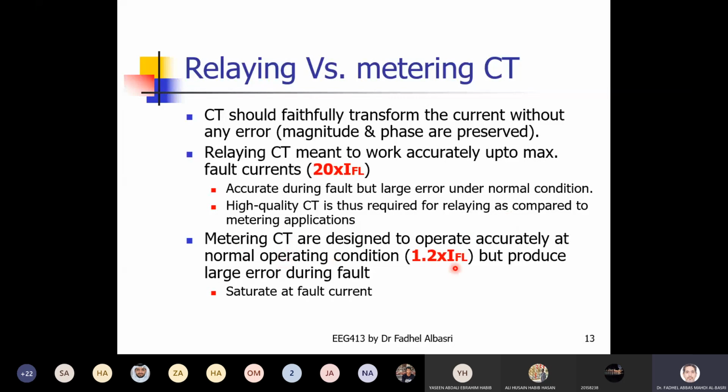For metering, the meters normally measure full load, we don't measure fault conditions. So that's why a current transformer used for metering applications should be rated up to 120% of the full load current. I don't want to measure short circuit currents. Okay. However, if you exceed this 120% of full load current, the CT will get saturated in this case.